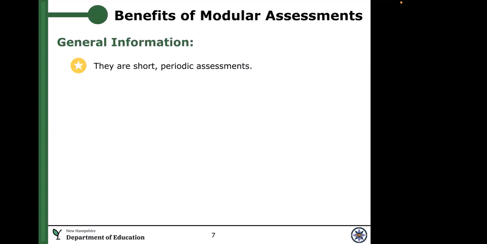The ELA ones are still a little bit longer because you've got a passage or passages that you're answering multiple questions on. But in general, they are shorter than the New Hampshire SAS summatives. The great thing about the modular assessments is that all students get the same questions. So you can start looking at where students are doing really well and where students are not necessarily understanding the information.